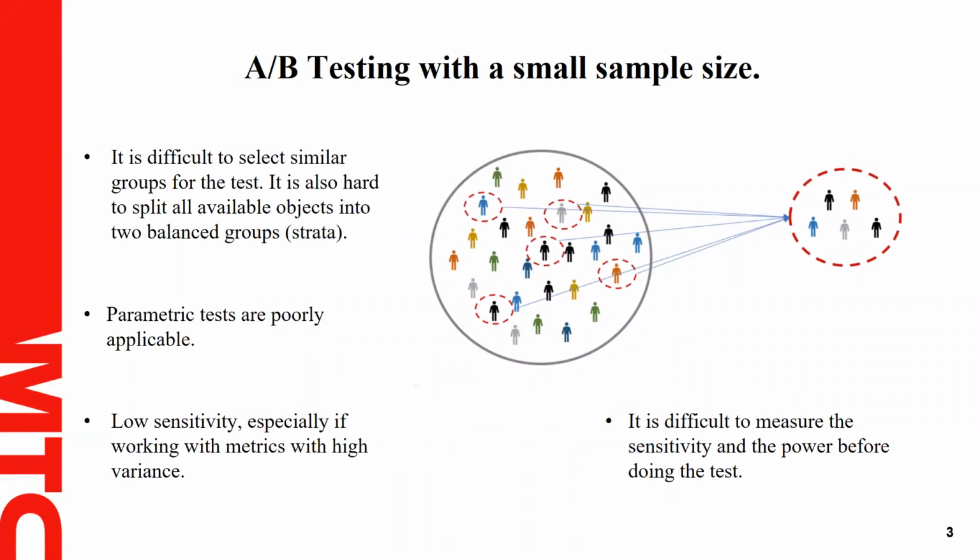Okay, let's start. Basically, the main difficulty in A/B testing on small data samples is the group selection for the test. It could be more sophisticated if we wanted to split all available objects into fair groups by some measure. In the case of Russian regions, all regions have to be divided into two groups. Also, parametric criteria are poorly applicable. We usually have low sensitivity on small data samples, especially if we are looking at money metrics with high variance. On top of that, sometimes it is difficult to measure sensitivity and power before starting a test.